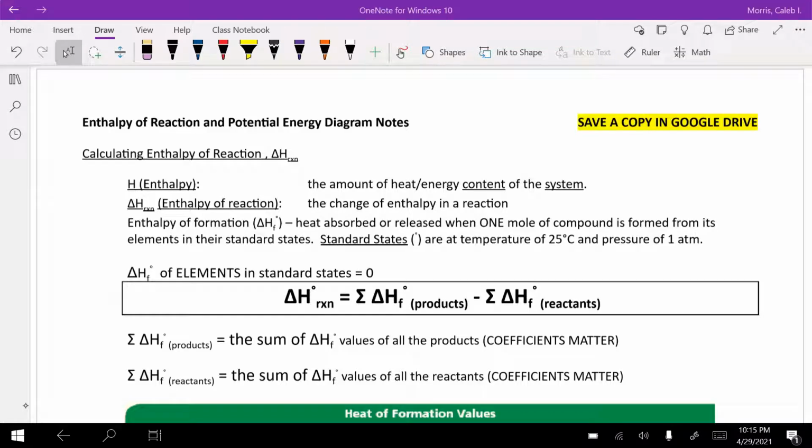Hi class, this is Mr. Morris, and today we're talking about enthalpy of reaction and potential energy diagrams. So we're going to start out on this first page just kind of talking about enthalpy.